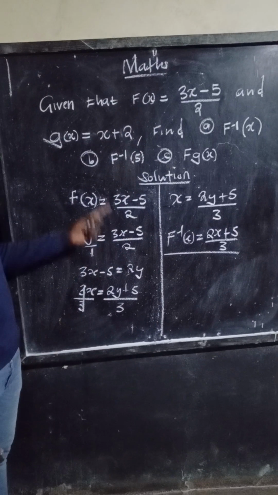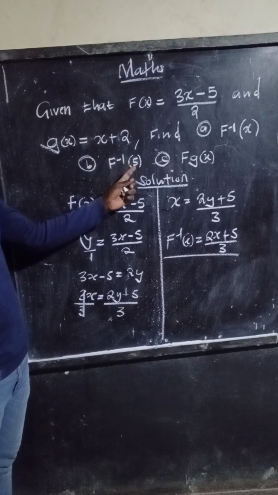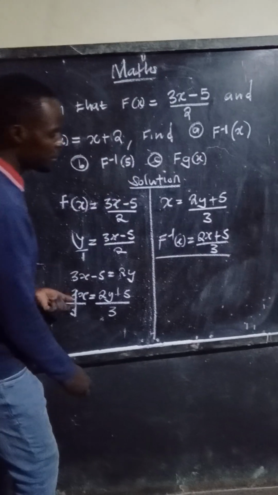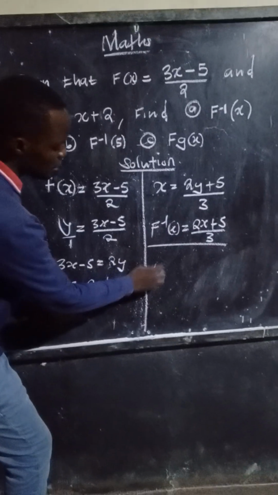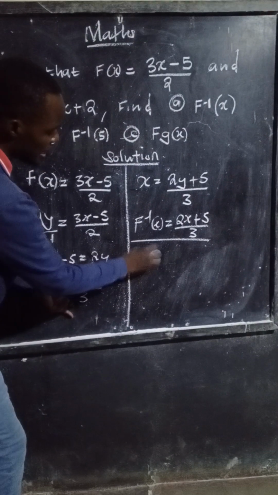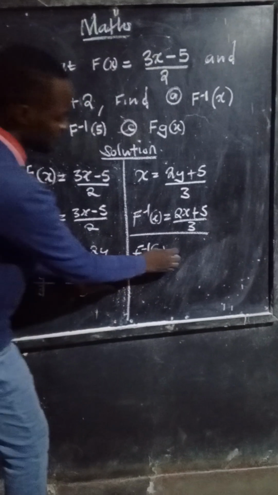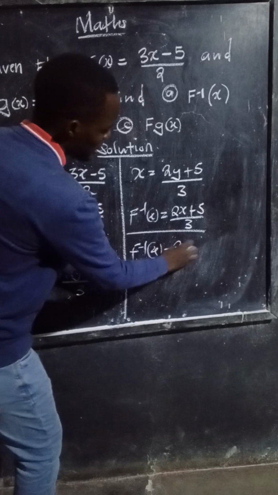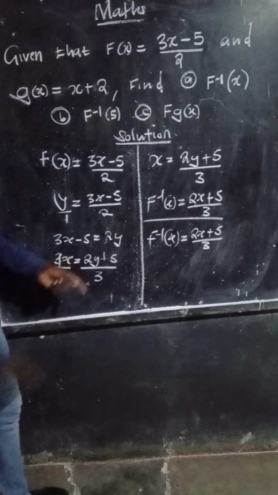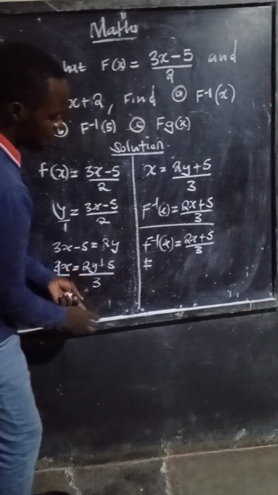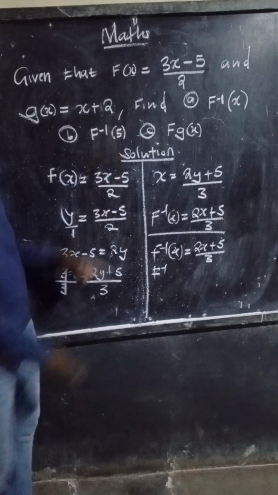Now the next question there, we're asked to find f inverse of 5. So what we're going to do is just a continuation from where we ended there. We just have to proceed from there. So I'll write first the function, f inverse of x, which is 2x plus 5 over 3. So for me to find now f inverse of 5, you can see where there is x there that I've substituted with 5.